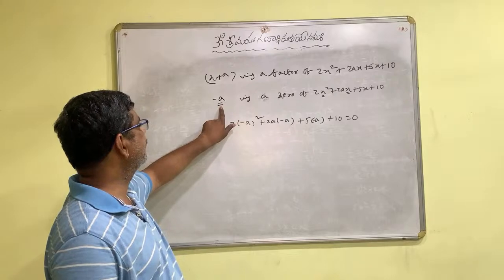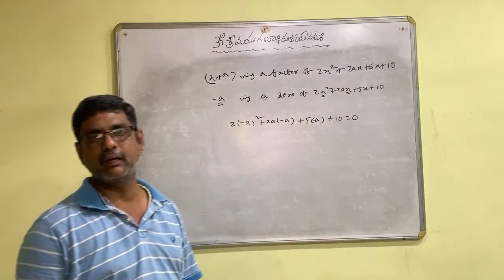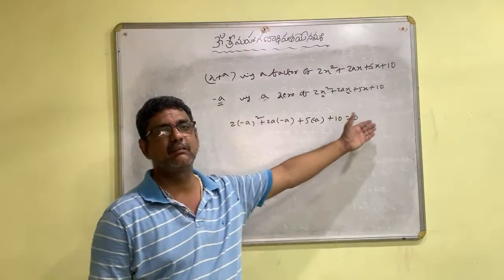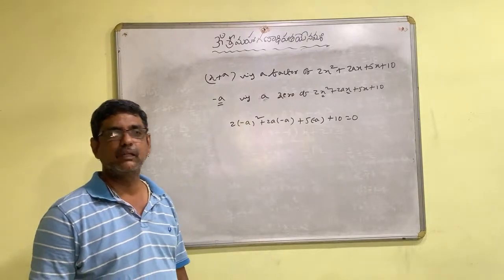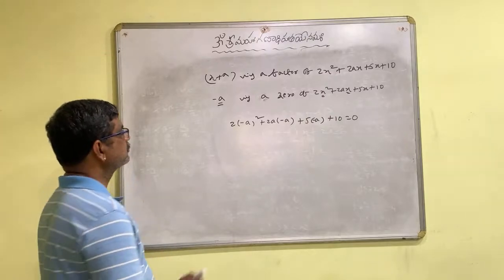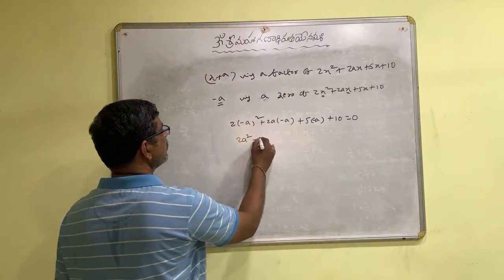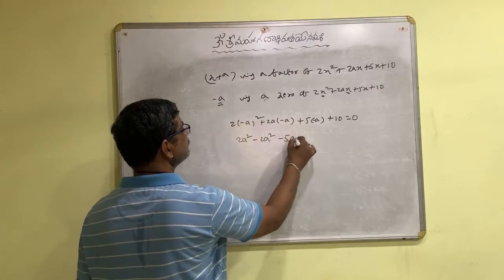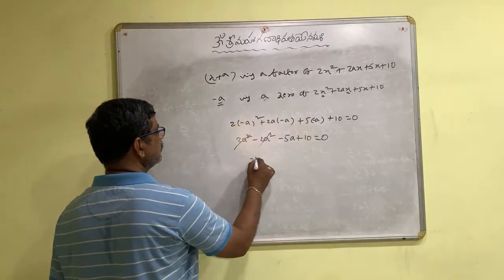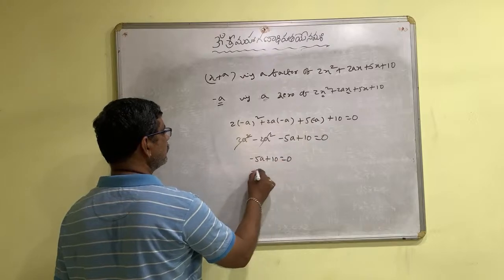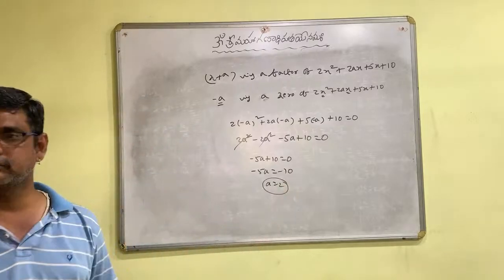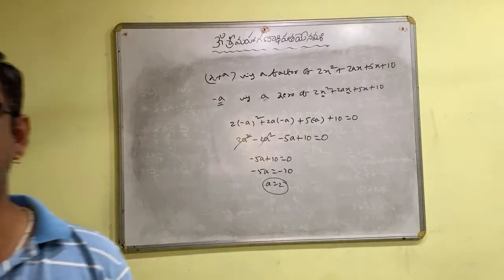Given negative a is a 0 of the given polynomial. That means when we substitute negative a in the place of x, the simplification must be equal to 0. So simplify it. 2a square minus 2a square minus 5a plus 10 is equal to 0. These two get cancelled. Minus 5a plus 10 is equal to 0. Minus 5a is minus 10. A is 2.